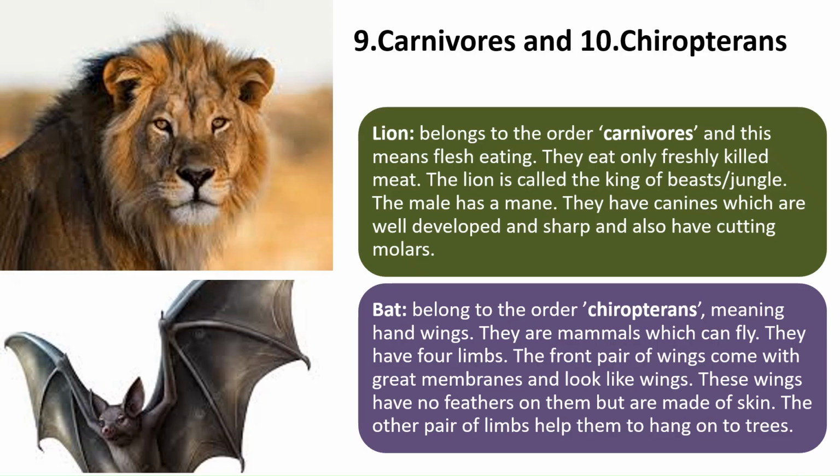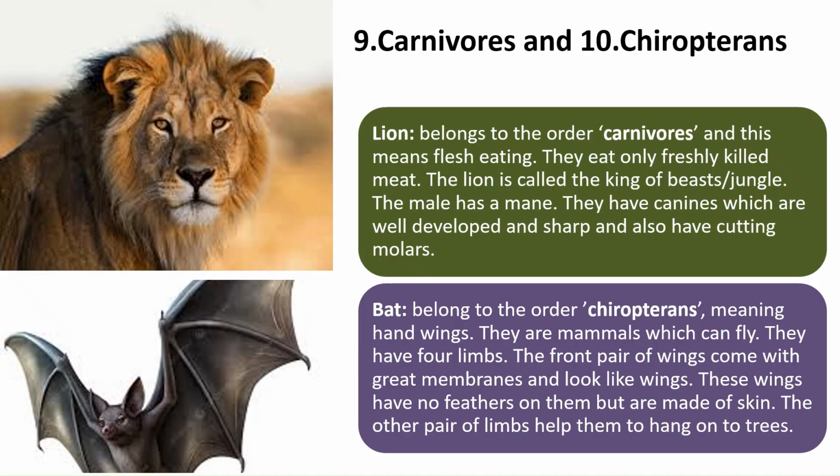Carnivora and chiropterans. Lion belongs to the order Carnivora, and this means flesh-eating. They eat only freshly killed meat. The lion is called the king of beasts. The male has a mane. They have canines, which are well developed and sharp, and also have cutting molars.